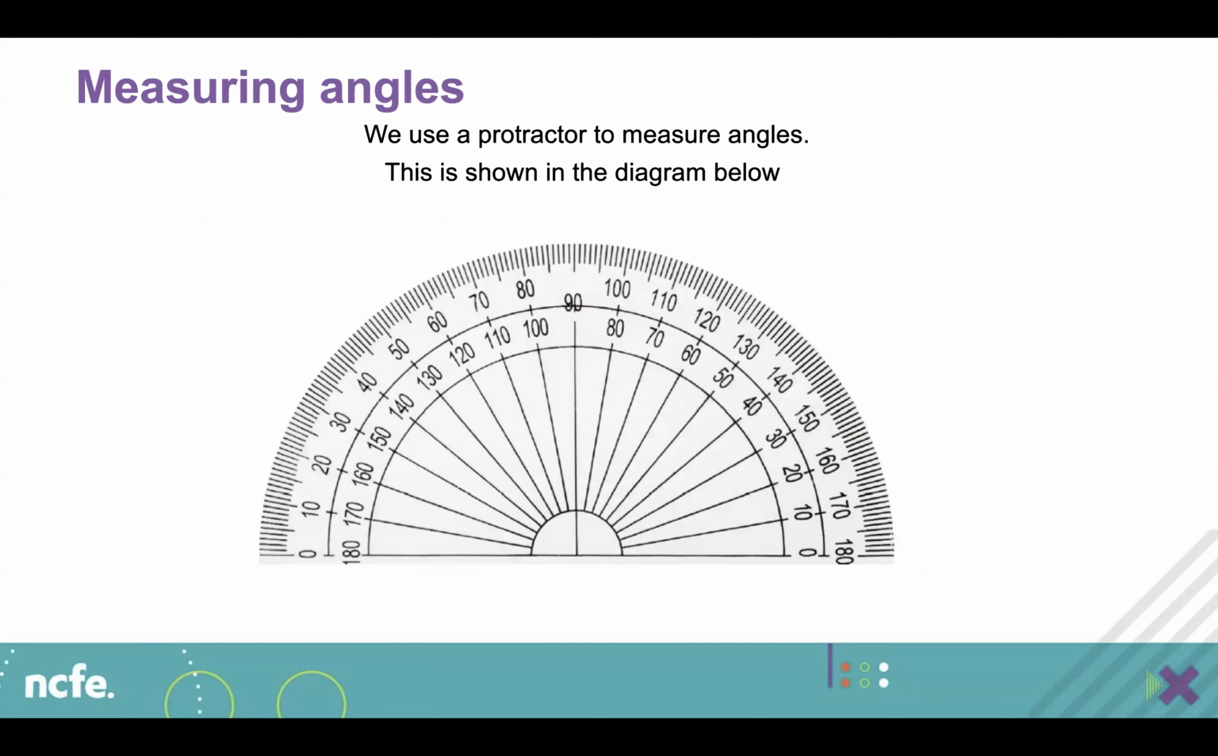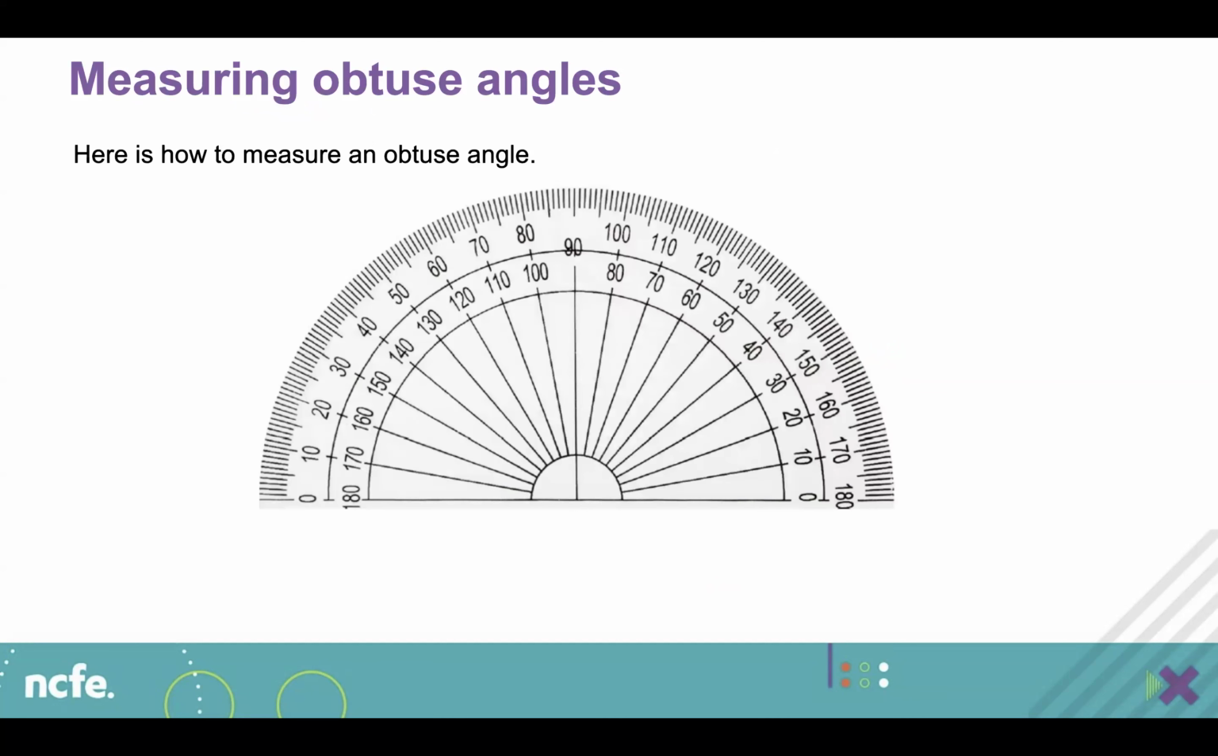We use a protractor to measure angles. This is shown in the diagram below. So what is the angle measured here? As we know, this is an acute angle, less than 90 degrees. We look at this number, and this is 35 degrees. It's on the 5 mark. So this is an obtuse angle, it tells us here. So we look at the bigger number, which is greater than 90, and that is 140.